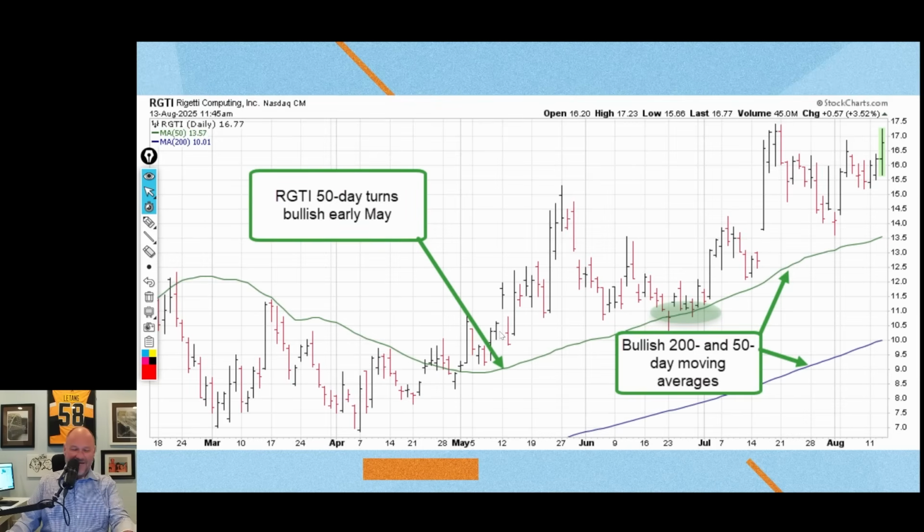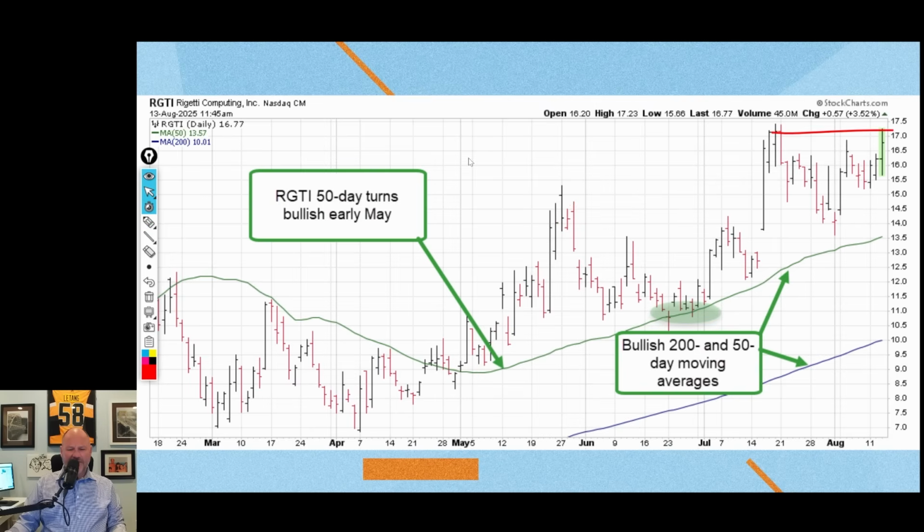Rigetti's got that 50-day that turned bullish, and we've seen it support the stock right here in the middle of June. Your 50-day normally is going to be very bullish when it is supportive of the stock. Last earnings, we saw a nice rally that took the stock up 50% from $10 up to $15. We're not getting the same out of the gate right now.